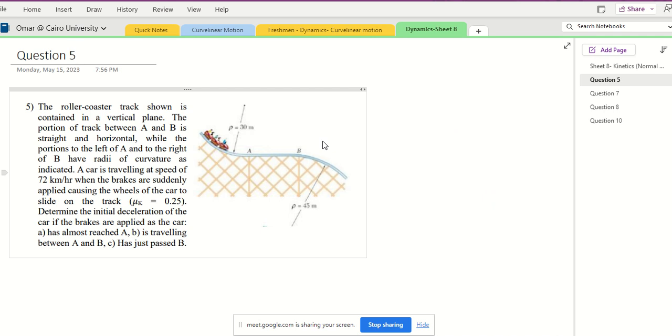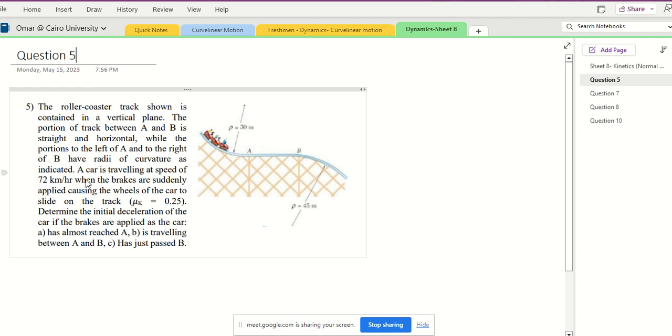And the first question is, we have a roller coaster, and this roller coaster track is in a vertical plane, and again we only deal with the vertical plane. The portion of the track between A and B is straight and horizontal, while the portions to the left of A and to the right of B have radii of curvature as indicated, and this is a circular path. So the first one is rho equal to 30, and the second one is rho equal to 45.